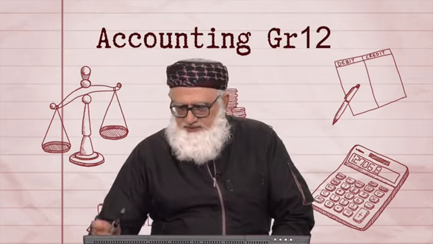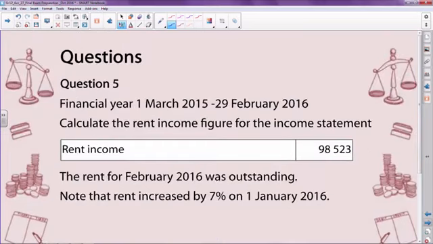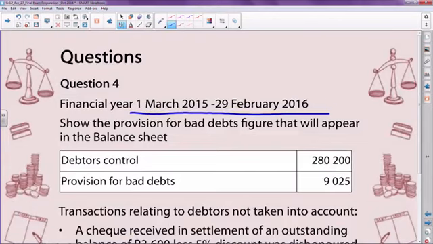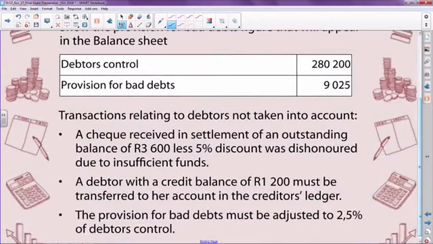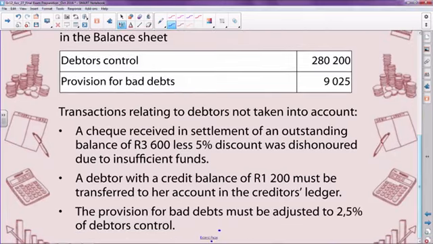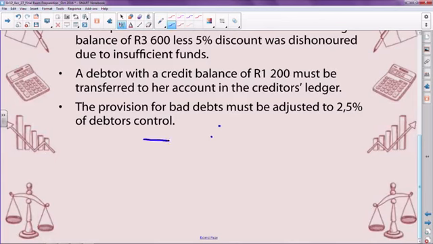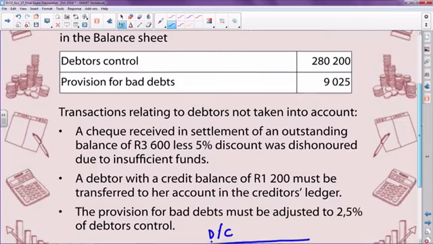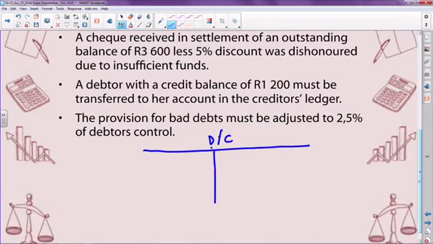Welcome back, grade 12s. Okay, let's start off by doing this here. This is the information that's provided. Let's do a debtors control account in terms of information that we have. What do we know? Our debtors control has a balance of 280,200. So 280,200 is my balance on my debtors control.